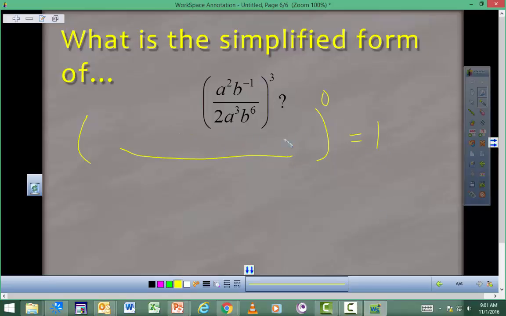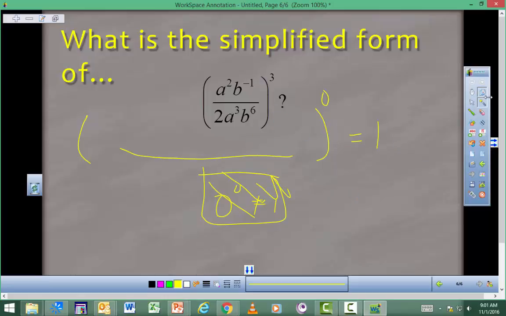Who cares what's in here? Anything to the 0 power, except 0 itself. We're not going to cover that case in Algebra 2. 0 to the 0 power is not equal to 1. I'll just tell you, this case only comes up in calculus, okay? So we'll talk about that case later. But anything else besides 0, we'll just assume it's equal to 1. Okay, well, coming back now to this problem.